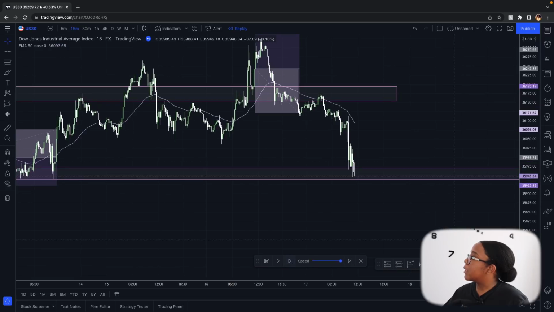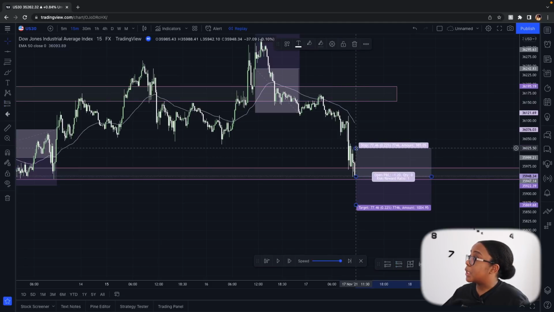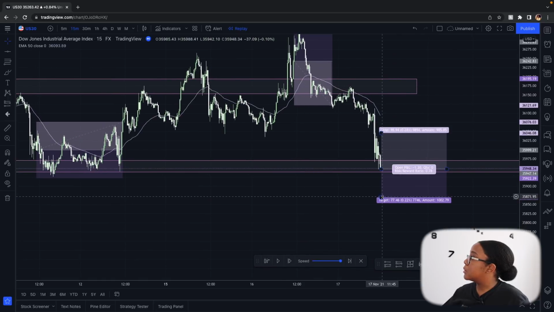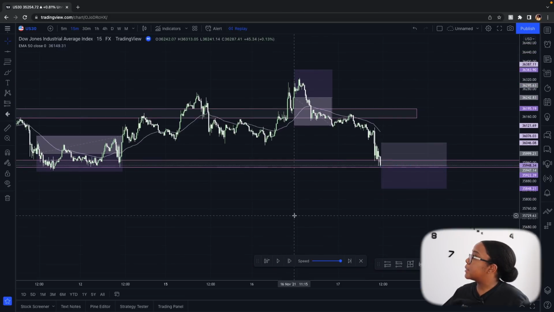See what happens. Okay. So I see now it's breaking this level and it closed below it. So I'm going to take a short position here. I'm gonna give my stop loss some breathing room. We're gonna try a 1-to-1 again. Risk reward, and let's just hold on to our hats.